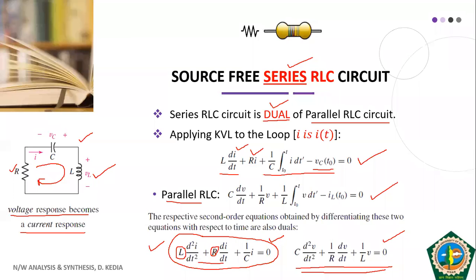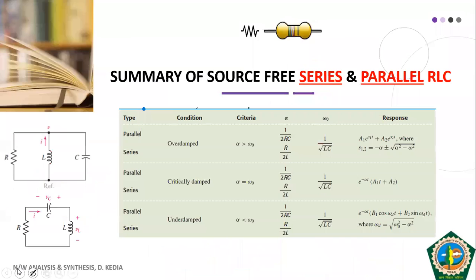But there will be only one difference. One difference we have seen is that your voltage will be replaced by current, and another thing is the value of alpha and omega naught. So in case of your series RLC circuit, the value of alpha and omega naught will change. Now let us see that.